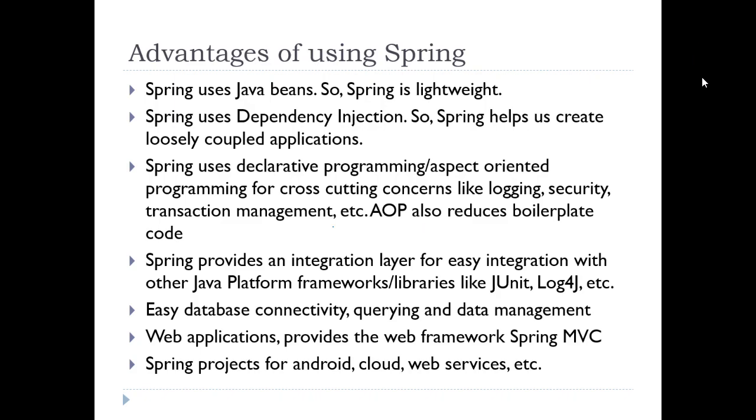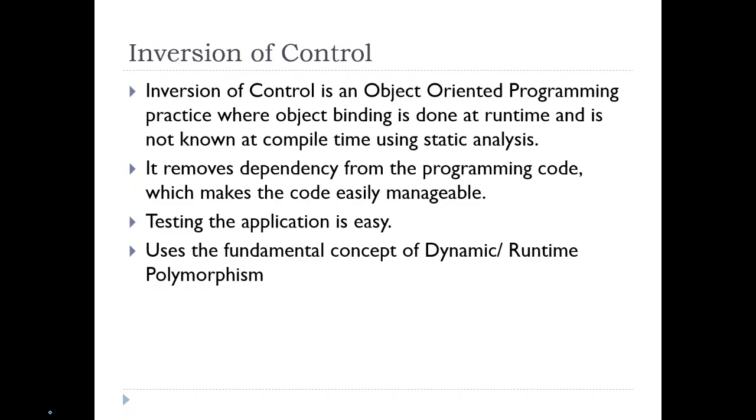Spring uses inversion of control, which is an object oriented programming practice where the object binding is done at runtime instead of compile time. At compile time, the type of the object may not be known using static analysis. This is based on the concept of dynamic or runtime polymorphism, which is also called late binding or dynamic binding. It removes the dependency from our code, which makes the code very easy to manage. And because the code is very modular, testing the application becomes very easy.